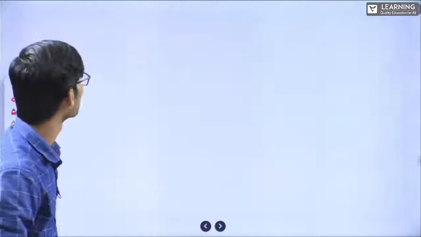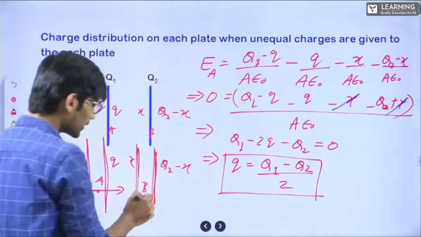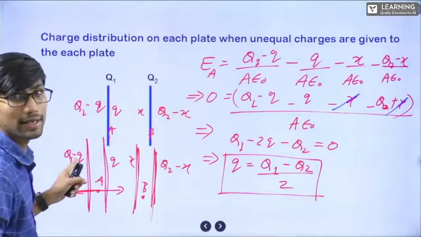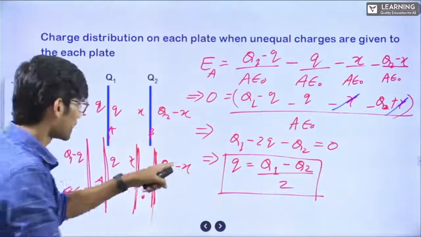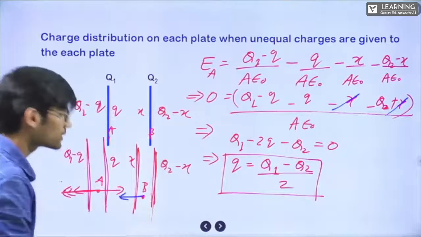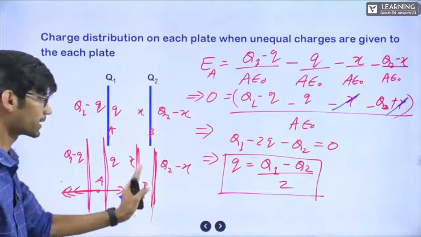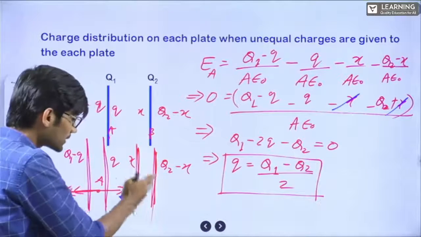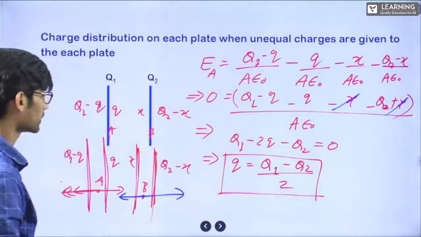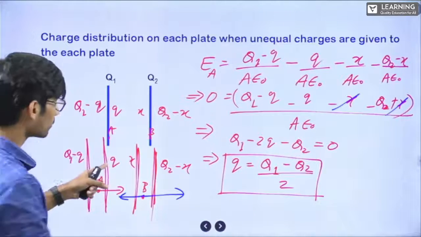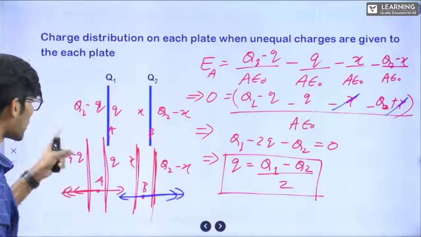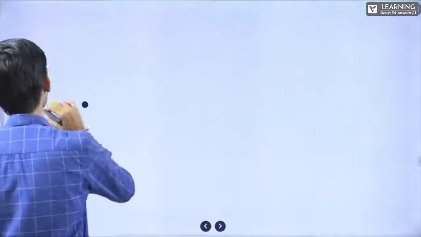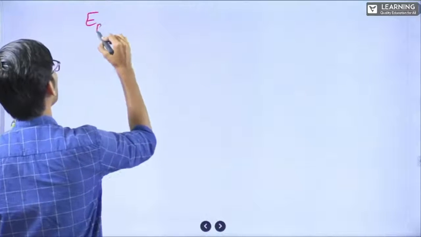Let's see. For X, for this point, if I want to write for B, due to this Q1 minus Q, first let's write. This is a positive charge, so electric field will be in this direction. This point is this side, so it will be away from this charge. This is due to X. From this charge Q, again it will be away. From this charge Q1 minus X, again it will be away. Correct?